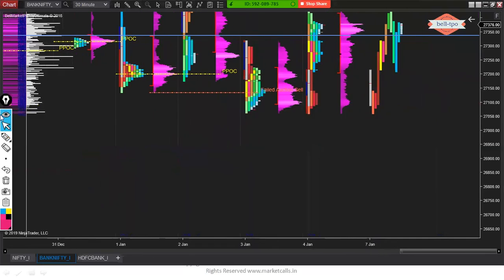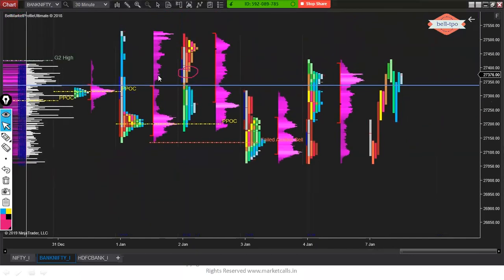And you can find that the prominent point of control often acts like a magnet. So every time, no matter how much bearishness, you see the bullishness which came on this particular day, on 1st of Jan. Look into the 1st of Jan. Lately, price was rallying like anything.